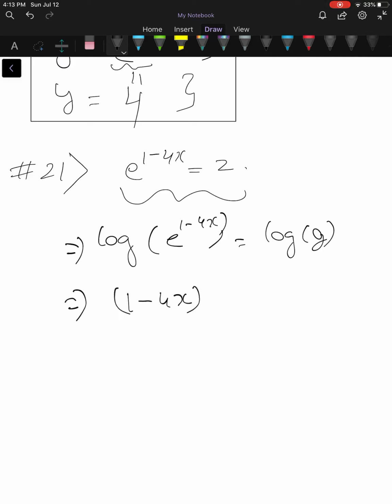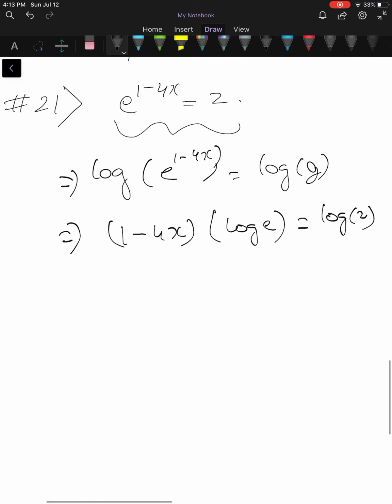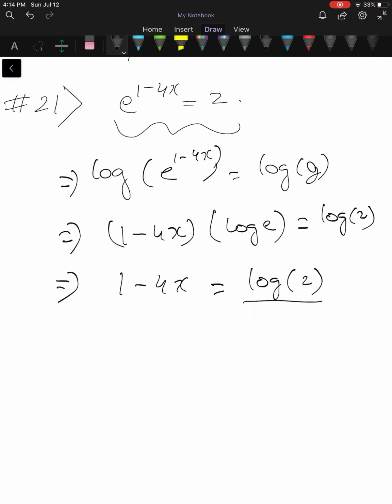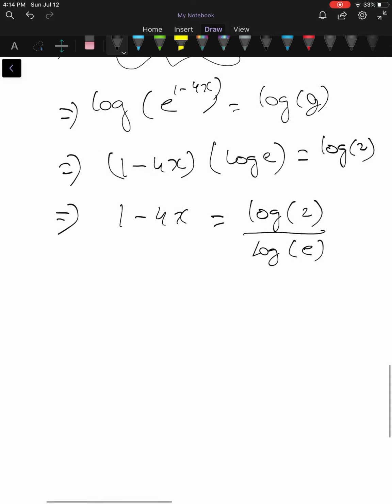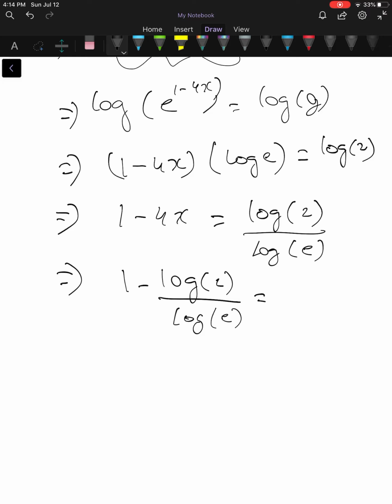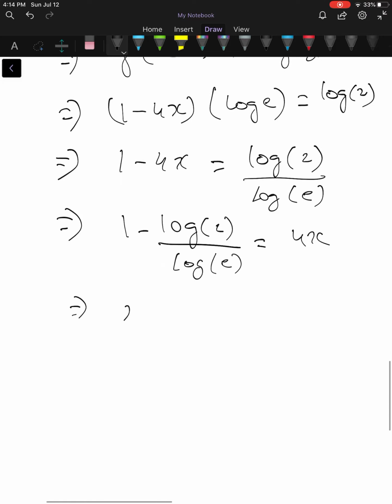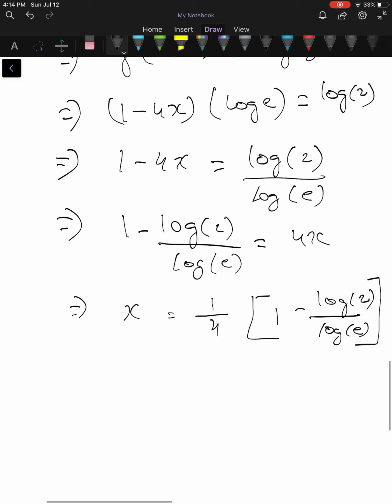Now applying laws of logarithm, we can write this as (1 minus 4x) times log e is equal to log of 2. So it is exactly similar, maybe the coefficients are different. So 1 minus 4x is equal to log of 2 divided by log e. That implies 1 minus log of 2 by log e is equal to 4x, and x will be equal to 1 over 4 times (1 minus log of 2 divided by log of e).